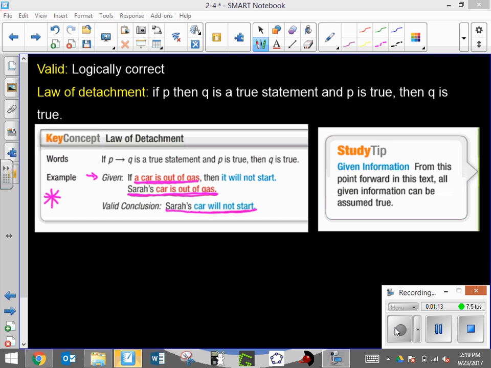The valid conclusion then that we could draw is that Sarah's car will not start. That's a very valid statement. We can say that that whole thing is valid, and that's what we're going to be doing here: is my situation going to be valid based on what is given to me?